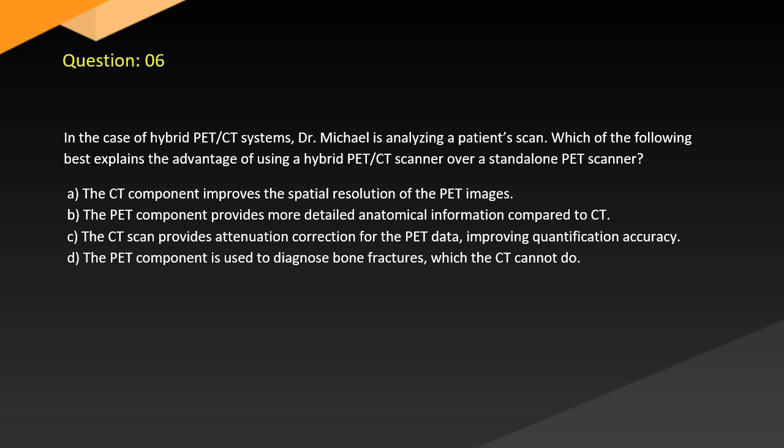Question 6. In the case of hybrid PET systems, Dr. Michael is analyzing a patient's scan. Which of the following best explains the advantage of using a hybrid PET scanner over a standalone PET scanner? A. The CT component improves the spatial resolution of the PET images. B. The PET component provides more detailed anatomical information compared to CT. C. The CT scan provides attenuation correction for the PET data, improving quantification accuracy. D. The PET component is used to diagnose bone fractures, which the CT cannot do.